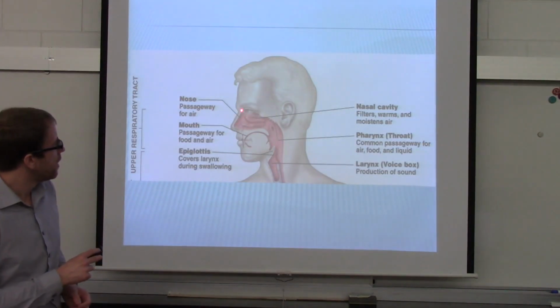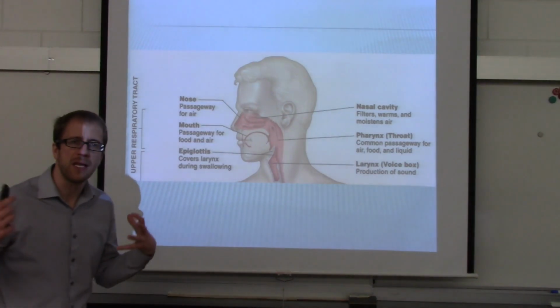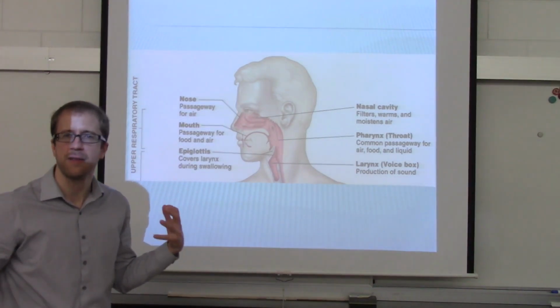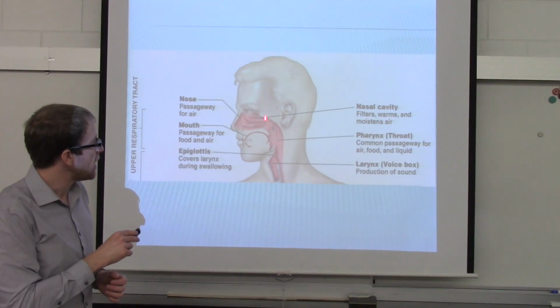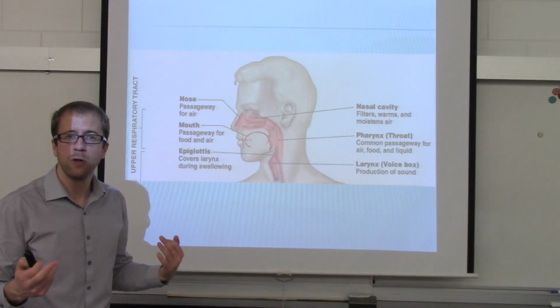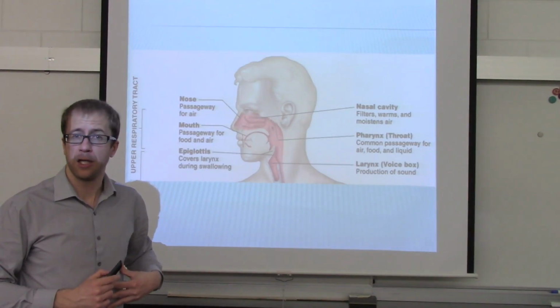So again, we have our nose and nasal cavity, where we're going to have those hairs and that mucus that traps dirt, pollen, bacteria, viruses, those nasty things you don't want in your body. You have also a large surface area that's quite moist and very warm to warm and moisten that air before it gets to your lungs.